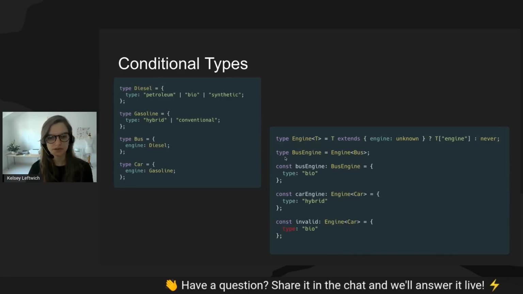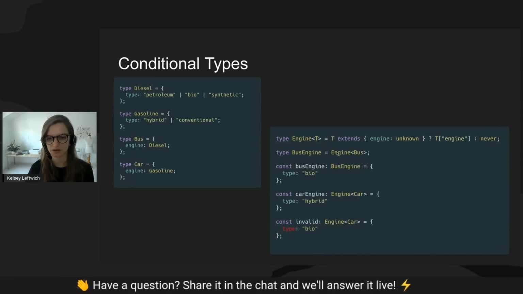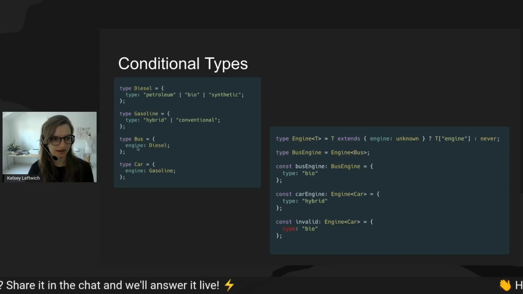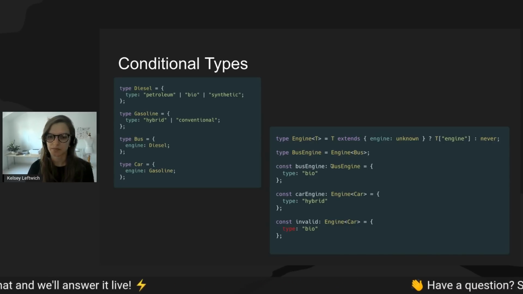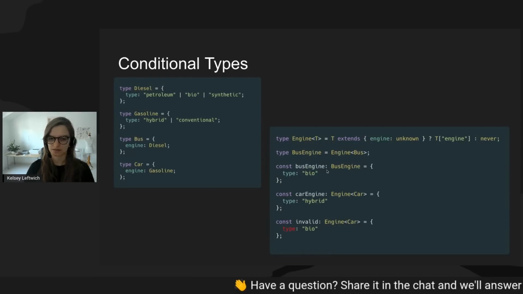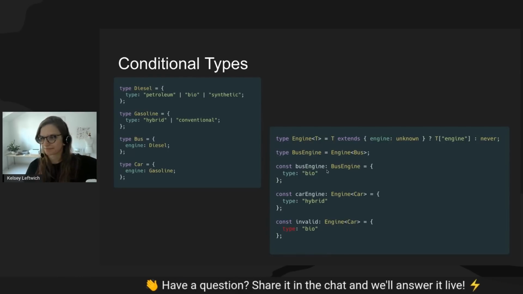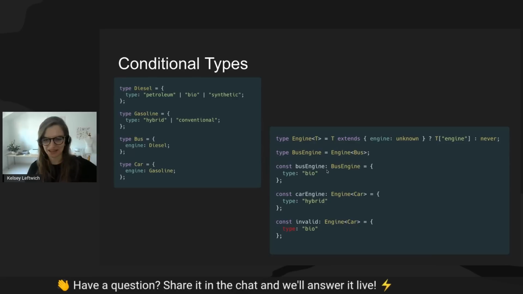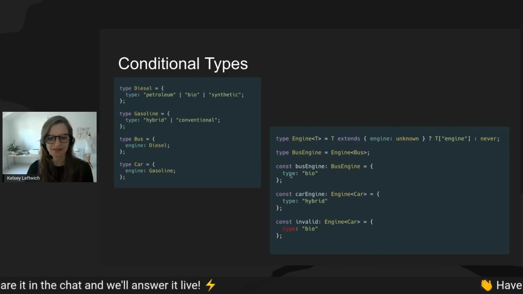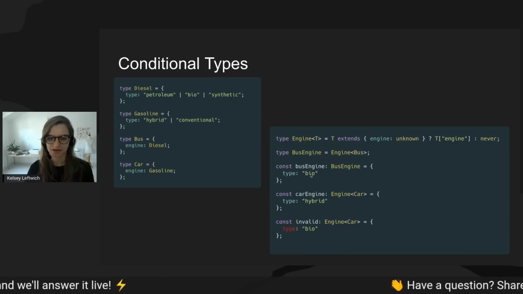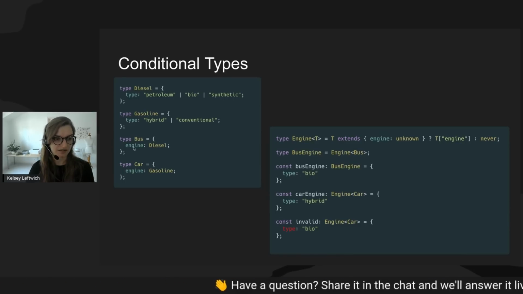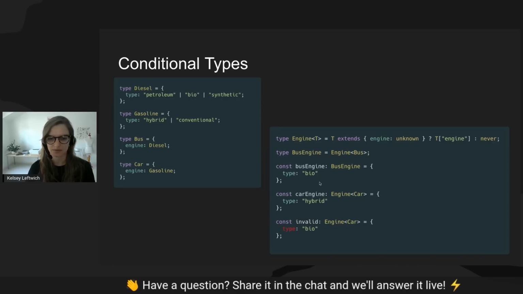So we can say type bus engine, and we can say engine and pass it in this bus type here. And because it has engine here, we can then use bus engine, and we can say, okay, I want a new bus engine. It's in the mechanic shop or something, and they're building this bus engine, and they're saying this is going to be of a type bio. And we know that that's okay because a bus has a diesel engine, and bio is acceptable.